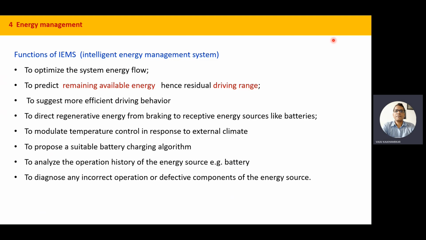The energy management system or energy management circuit should predict the remaining available energy and residual driving range. So it should give the indications also, and it should calculate appropriately and show how much energy is available in the battery, how long the vehicle will travel with this remaining energy, so that the driver can get the best idea how long the vehicle will travel before it requires charging.